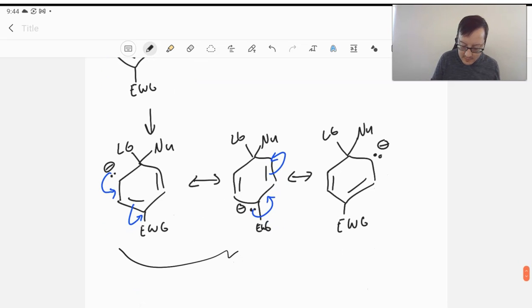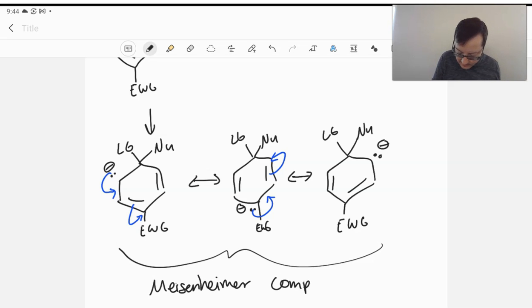This all is called a Meisenheimer complex. And it is essentially the same thing as a sigma complex, except it's a negative charge now. And whereas a sigma complex was stabilized by an electron donating group, a Meisenheimer complex, which is a negative version of it, is stabilized by an electron withdrawing group.